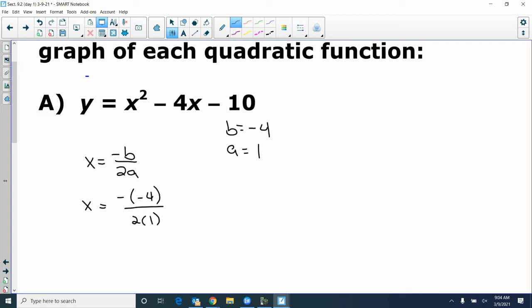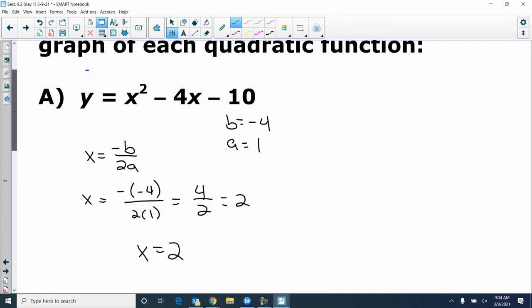Well, minus negative is going to be a what? It's going to end up being a +4. 2 times 1 is 2. So this is going to be 4 over 2, which is 2. So in the end, I get x equals 2. That's the main thing you've got to watch: if the b is a negative, it's going to turn into a positive because of the formula for that one.